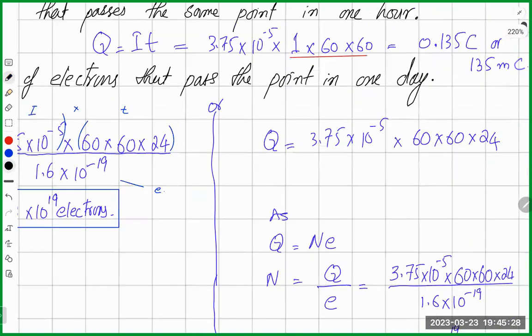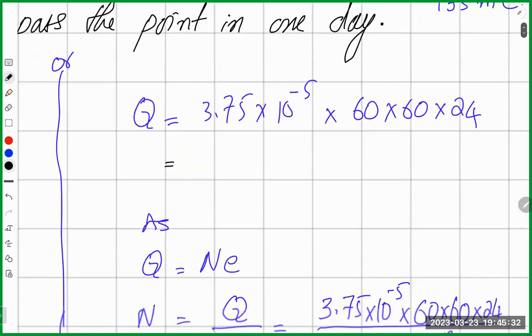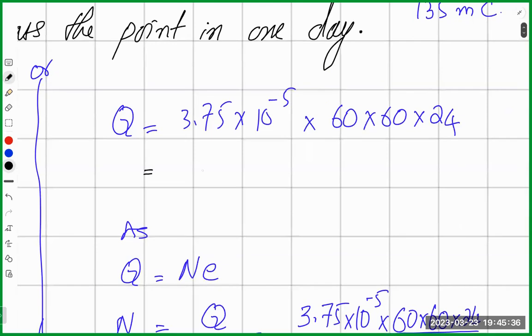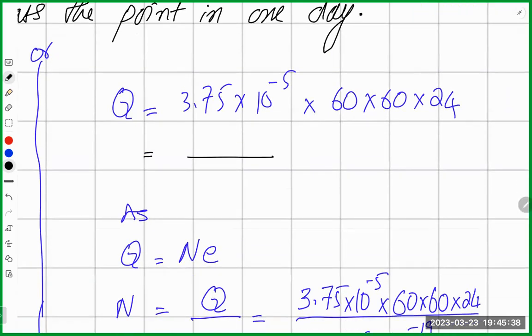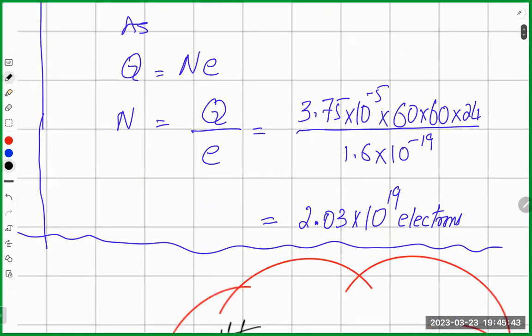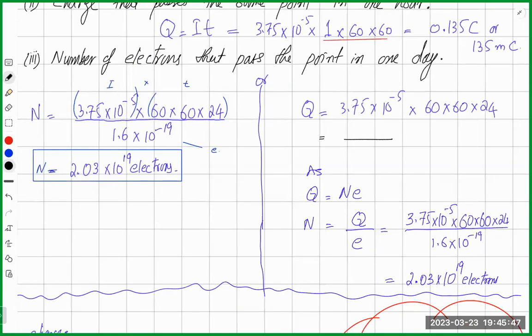The other method is that you first calculate the charge. You calculate the answer for this one, and then put that answer over here and get this answer out. So who got this answer right? Who got 2.03 times 10 to the power 19?